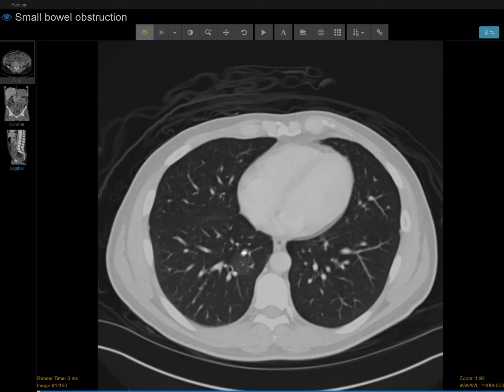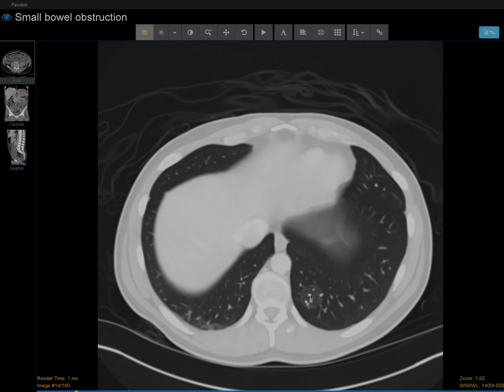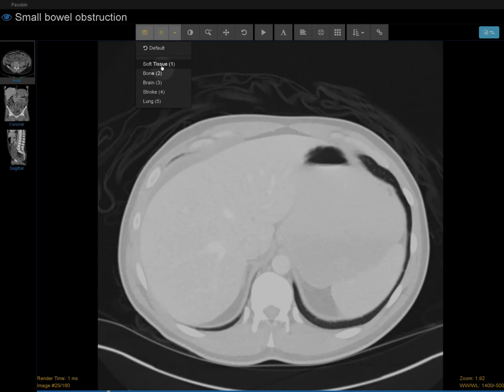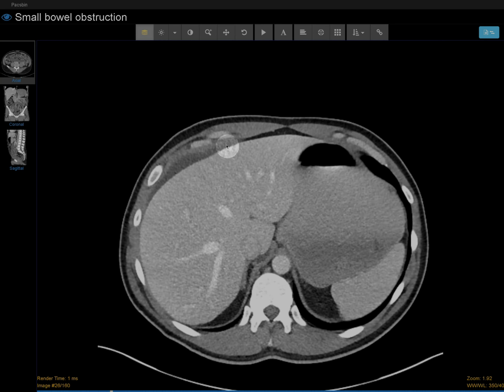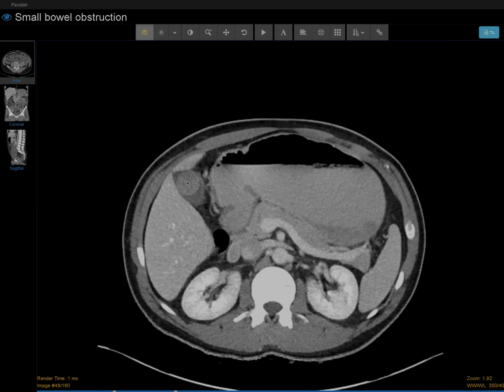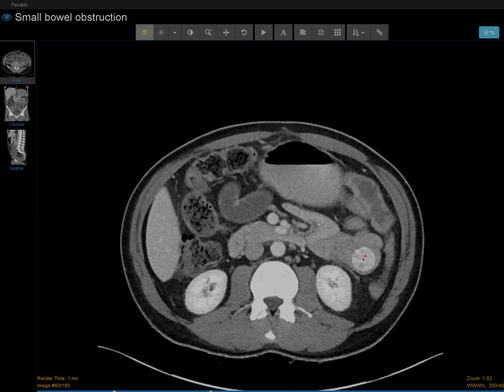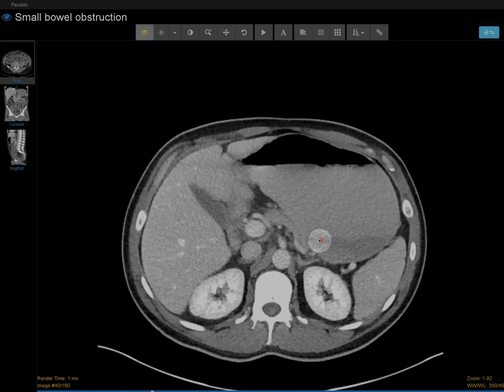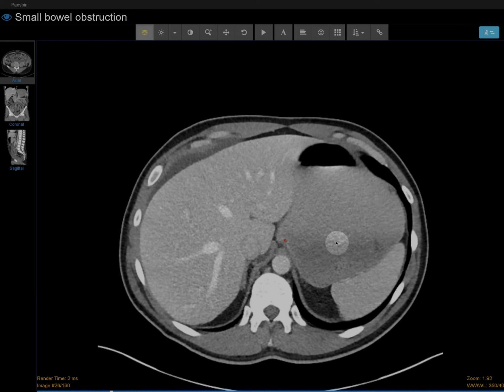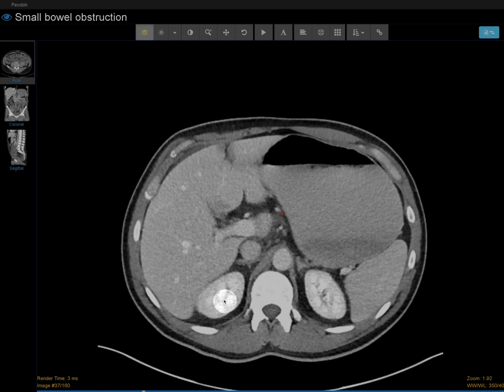Again, I didn't see a big pneumothorax, pleural effusion, or consolidation, so I'll go down to the abdomen. Right when I go down, there is some ascites around the liver here. The liver itself looks okay. Let's go down to the gallbladder. The gallbladder looks okay. Let's look at the pancreas quickly. The pancreas looks okay. The thing that catches my eye is that the stomach is really distended in size.